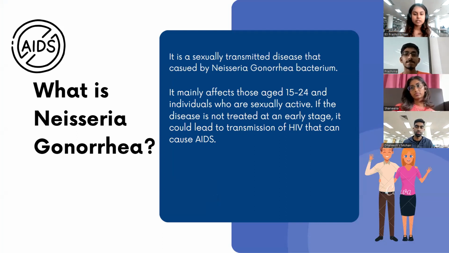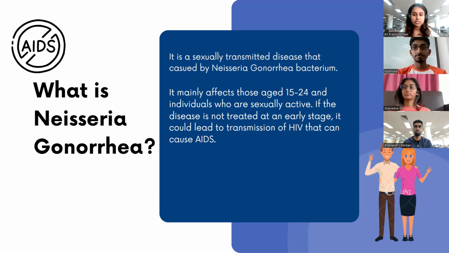So, what is Neisseria gonorrhoeae? It is a sexually transmitted disease that is caused by a bacteria, and it usually targets individuals from the ages of 19 to 24 and individuals with an active sexual life. The disease could be treated well if detected at an early stage. And if it's not treated, it could increase the risk of transmitting a deadly virus known as HIV that could cause AIDS.